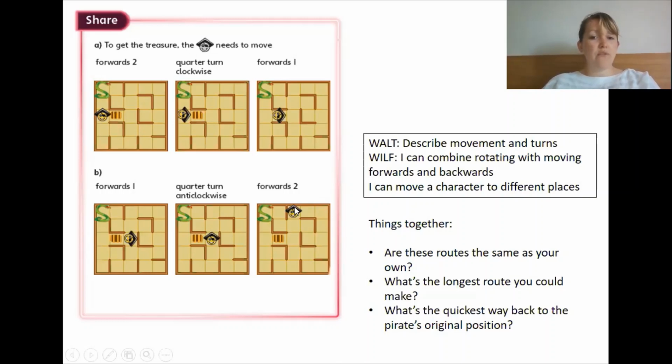Now, of course, if forwards is following the direction of the pirate's hat, so forwards was the captain going up here, to travel down here, he must go backwards, or you need to turn him around to go forwards. Pause the video now and answer these questions.